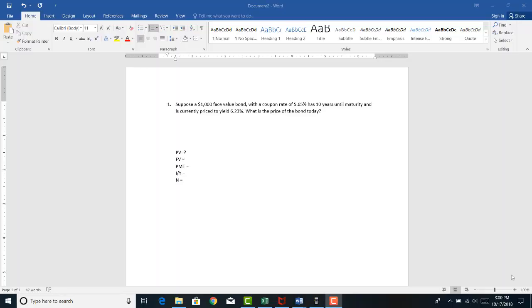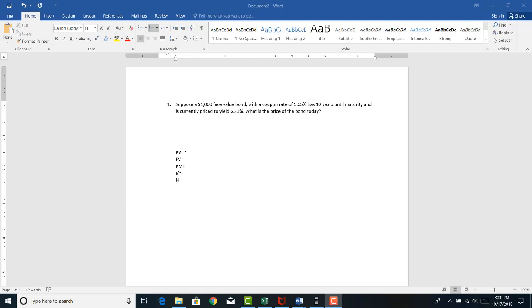All right, I have a bond pricing problem here. Here's number one. Suppose a $1,000 face value bond with a coupon rate of 5.65% has 10 years until maturity and is currently priced to yield 6.23%. What is the price of the bond? Okay, so our objective is to calculate the price of the bond.